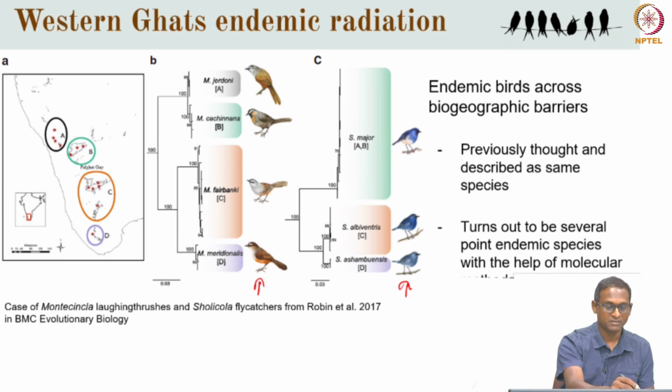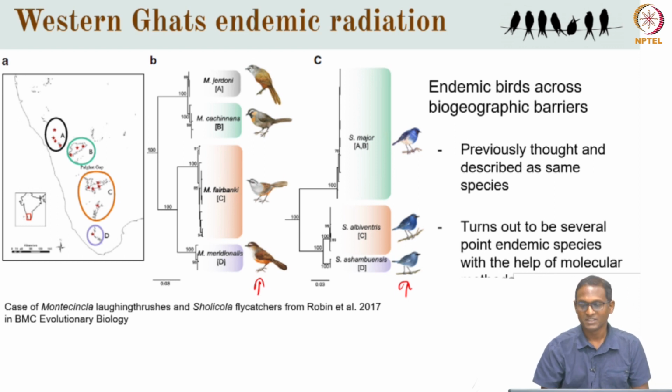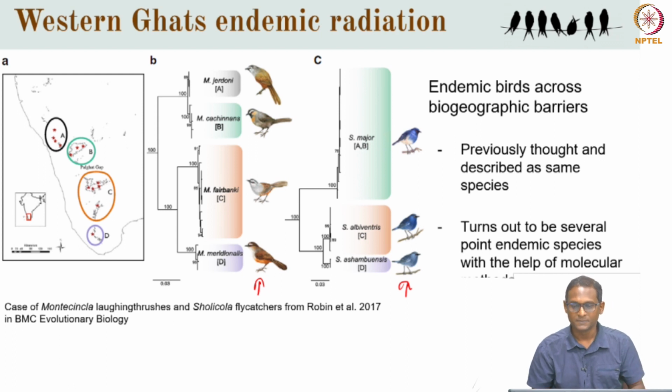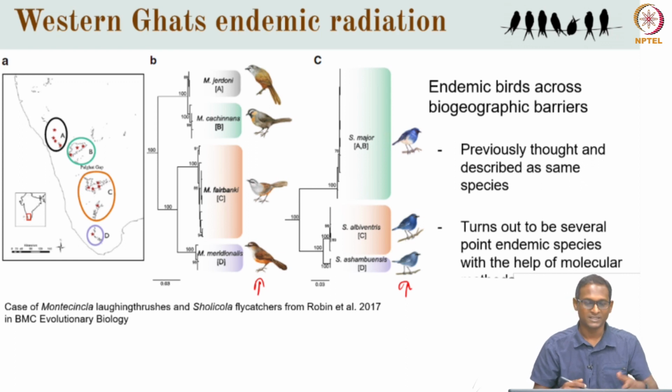So these are the mountain tops, shown by A, B, C and D here, and our genetic data shows that some of these lineages are endemic to some of these mountains, and we recommend them to be distinct species. So now we have several endemic species, as opposed to a species that was thought to be just widespread. So it provides information on the true diversity of a place. We went from having 3 species to having 7 species, just because we had the power of genetic data to help us understand a little bit more.